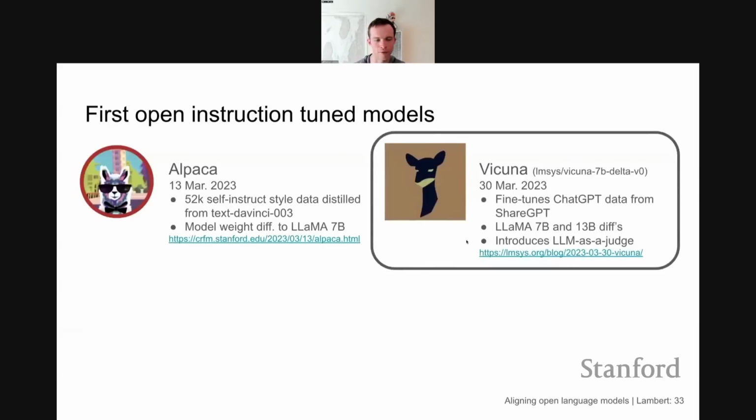Once Alpaca happened, it felt like there was a new model every week. The second model was Vicuna, and really what they changed was they added new sources of prompts to the distribution. So you can see that I say ShareGPT. They also introduced the idea of LLM as a judge, which is now obvious from a lot of their later evaluation work. But let's talk about why ShareGPT was so interesting.